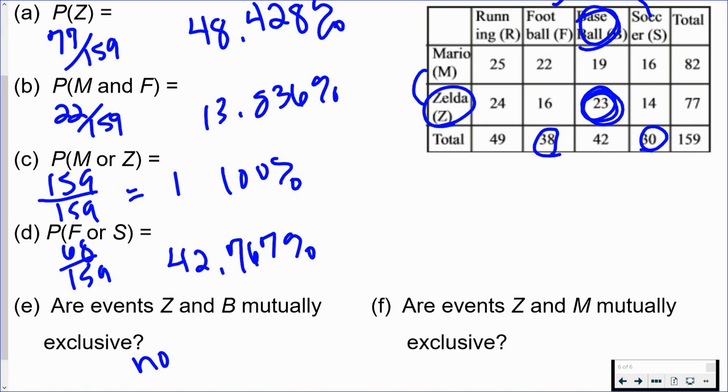Part F, are events Z and M mutually exclusive? Okay, I think we actually already talked about this one. Z and M, okay, those are separate. There's nowhere on this table where somebody could pick Mario and Zelda, right? They had to pick between the two. So these are, yes, mutually exclusive. There's no and for those.